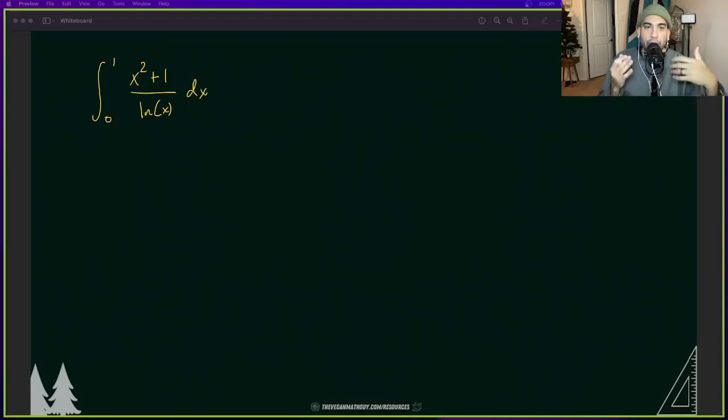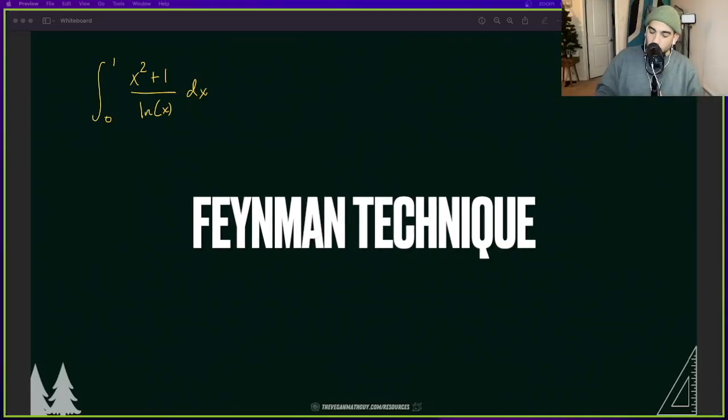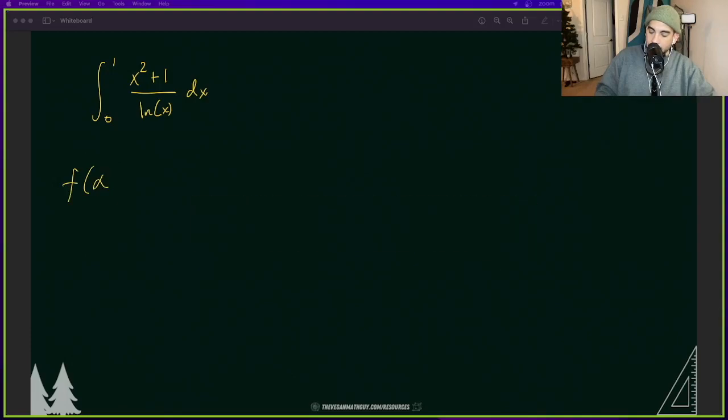We're going to go ahead and solve this using the Feynman technique. And that tells us that we're going to create an equation, f of alpha, and that's going to be equal to the integral 0 to 1. And look what we're going to change. We're going to change x to the power of alpha plus 1 over natural log of x dx. Now, alpha is just a variable here that you can write as a k or a b, whatever you'd like.